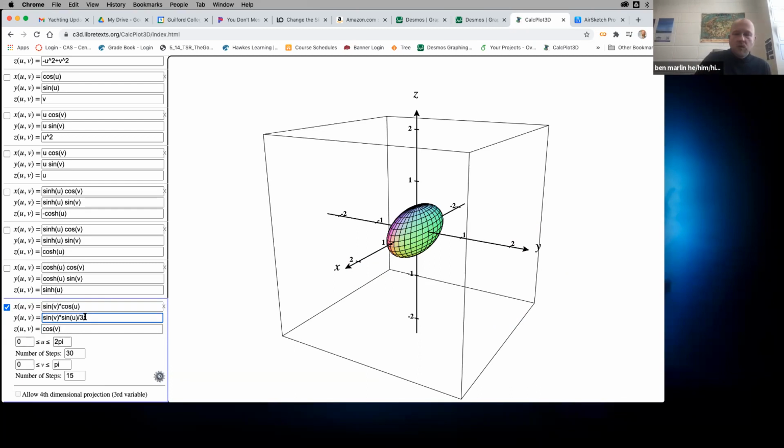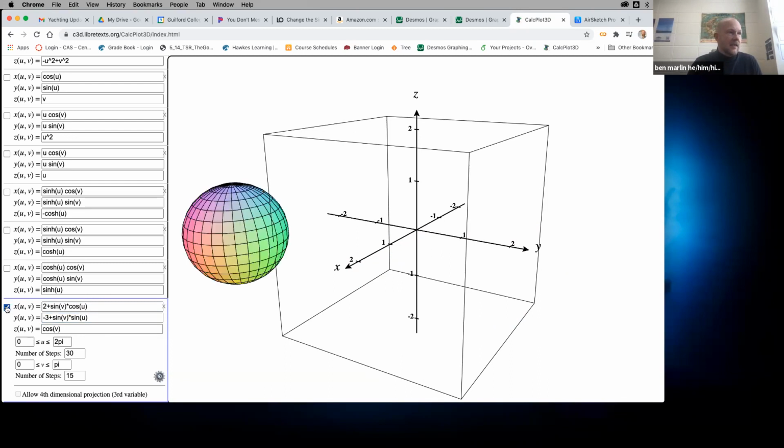Similarly, if you want to move the center somewhere, you could have 2 plus appear in there, and a minus 3 plus, I'll just leave the z where it is, and it would just move the center somewhere else.